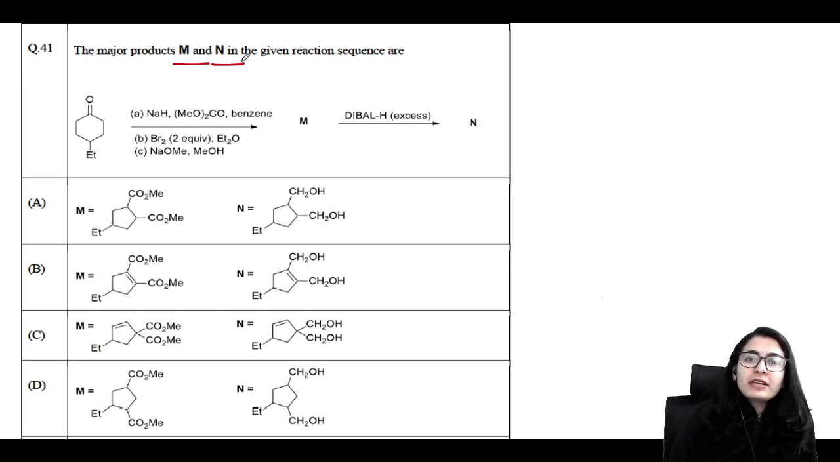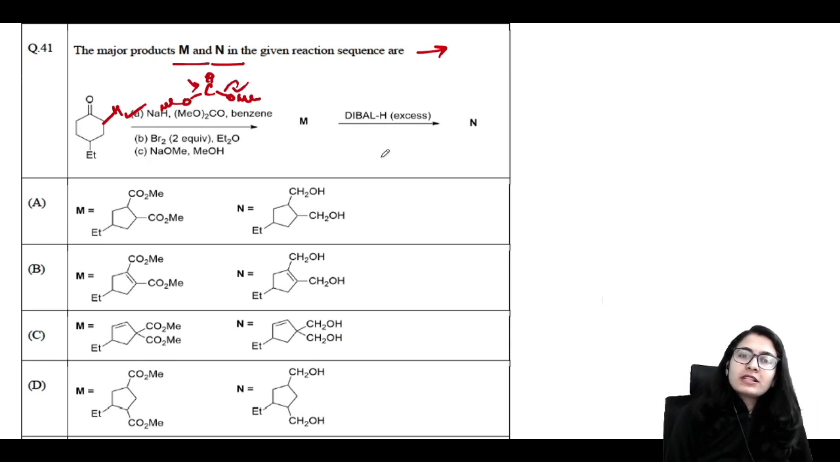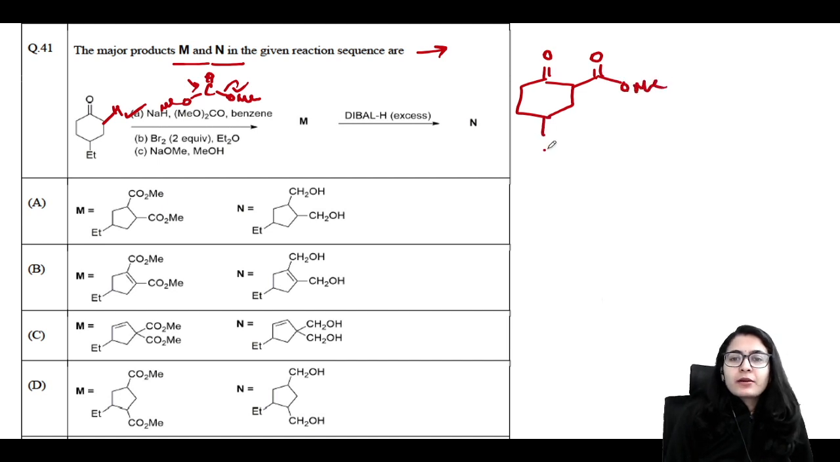The major product M and N in the given reaction sequence are. So you look at this question, guys, it's very simple. You have sodium hydride and it is dimethyl carbonate like this. So sodium hydride is going to pick a proton from here and it is going to basically attack over here. You can remove one methoxy and it is going to give you a molecule like this. So what have you generated basically? You have generated a beta keto ester molecule.